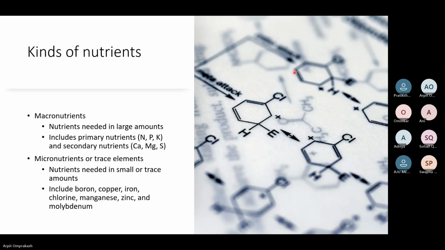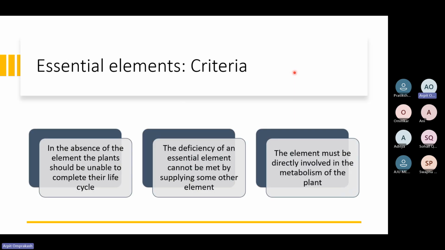There are many elements such as boron, copper, iron, fluorine, manganese, zinc, and so on. Essential elements are elements which have these three characteristics. The first is, in the absence of the element, the plant is unable to complete its life cycle. Second, the deficiency of an essential element cannot be met by supplying some other element. The third is the element must be directly involved in the metabolism of the plant. So if an element has these three qualities, it becomes an essential element, such as calcium.